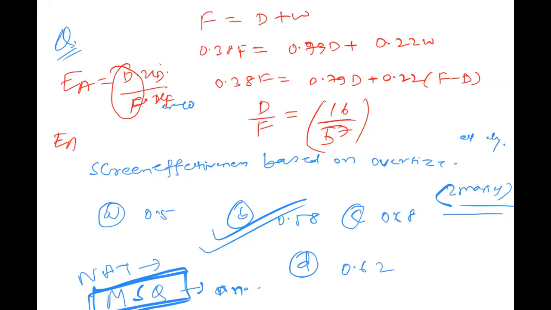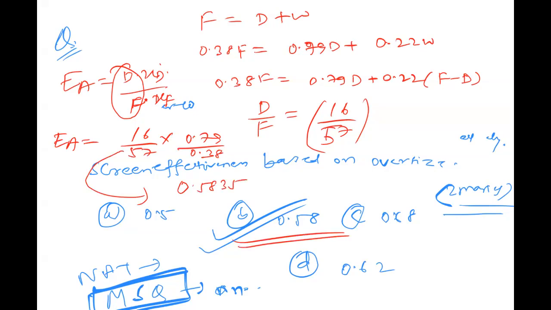So EA equal to D by F, which is 16 by 57, into XD, which is 0.79, and XF is 0.38. If you solve, you will get the value 0.5835. So obviously option B is the correct answer for this. Now it is clear to all of you. Is it clear or not?